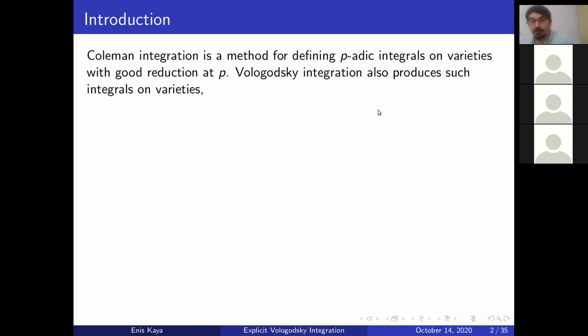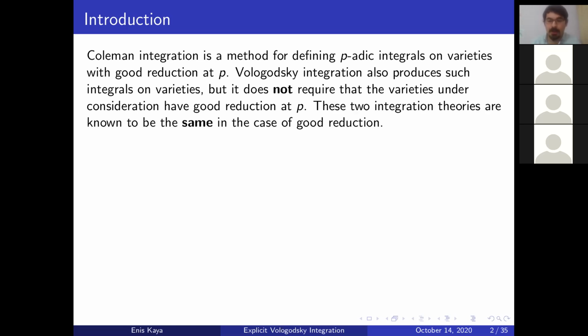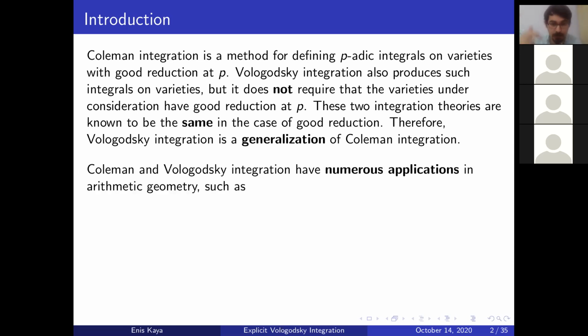On the other hand, Vologodsky integration also produces such integrals on varieties. The advantage of this is that it does not require that we have good reduction at p. And we know that these two integration theories are the same in the case of good reduction. So we can say that Vologodsky integration is a generalization of Coleman integration. These integrations have numerous applications in arithmetic geometry, and I want to list some of those.